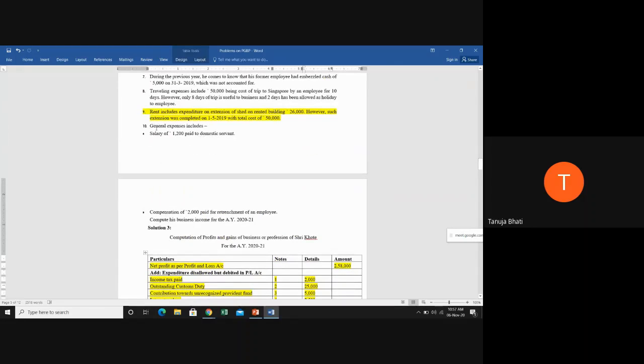Next, general expenses also include compensation of 2,000 paid for retrenchment of an employee. So when an employee is getting retrenched and compensation is paid to him, is it a business expenditure or a non-business expenditure?